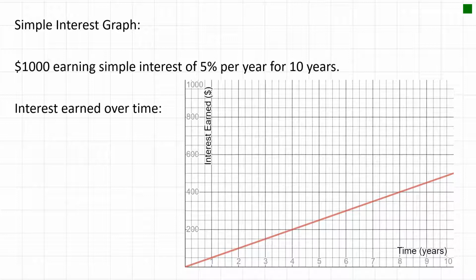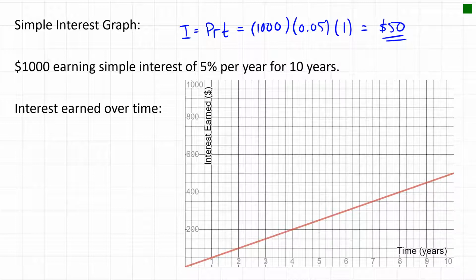I wanted to show you a graphical representation of what interest looks like. So, for example, let's say you invest $1,000, earning simple interest of 5% per year for 10 years. What I want you to see is how much interest you accumulate per year. So let's say we just did a quick calculation, I equals PRT for 1 year. So $1,000 times the rate is 0.05 times 1 year. Well, that would give us a total of $50 for 1 year.